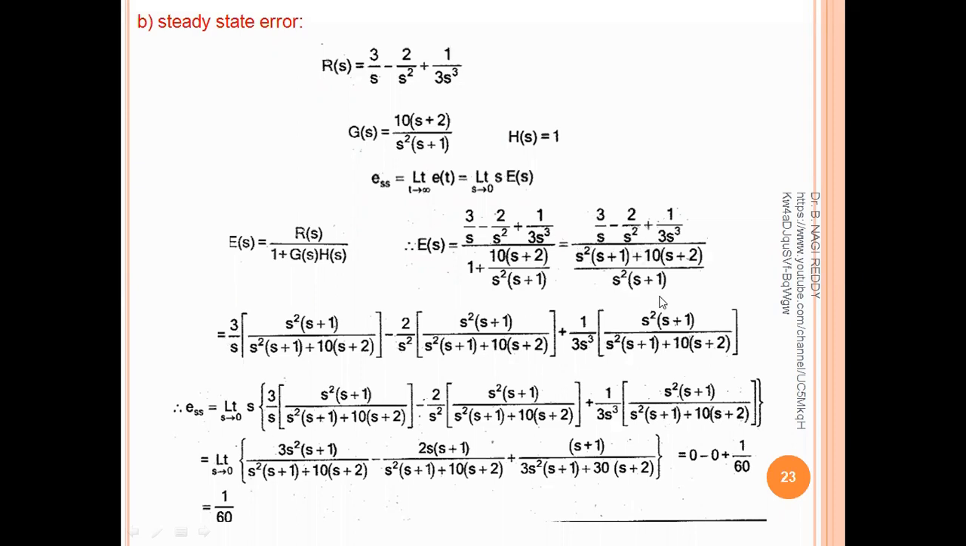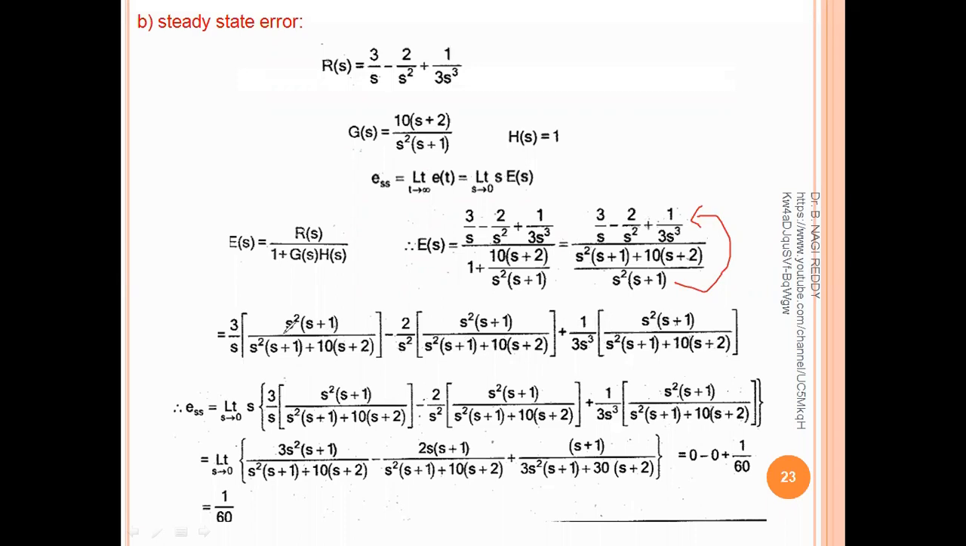So for that simplification purpose, take this denominator to the numerator, and instead of multiplying, I have split these terms individually like this. So S square into S plus 1 by S square into S plus 1 plus 10 into S plus 2, right? And these three terms have been split, and each is multiplied with each and every term here like this. So 3 by S into this term minus 2 by S square into this term plus 1 by 3 S cube into this term. So I have split it.